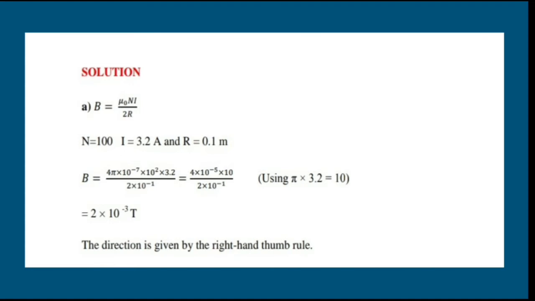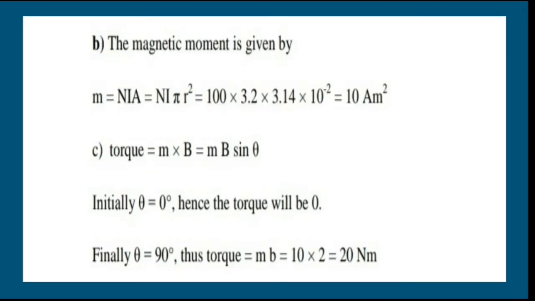First one, B equals mu 0 N I by 2R. You are asked to find the magnetic field produced by the circular coil. So we'll get 2 into 10 raised to minus 3 Tesla. And the second part, magnetic moment. The expression is N I A. And here the area is pi r squared since the loop is circular. So we have 10 ampere meter squared. And the SI unit of magnetic moment is ampere meter squared.